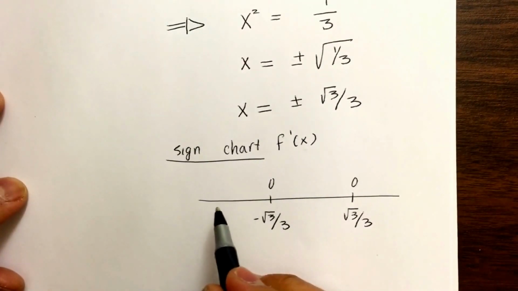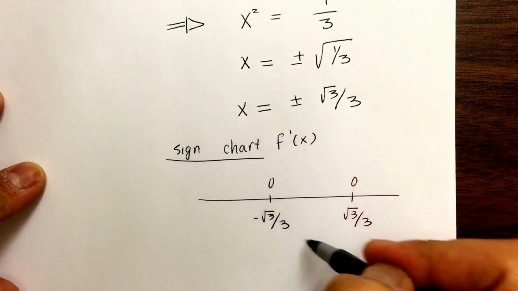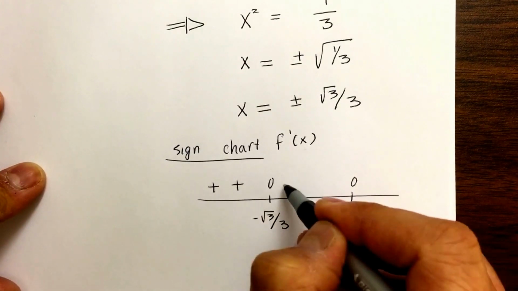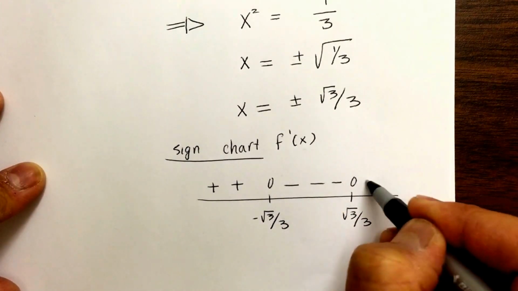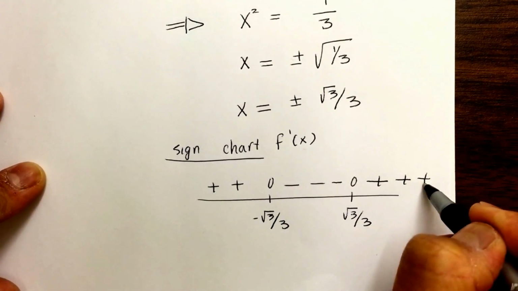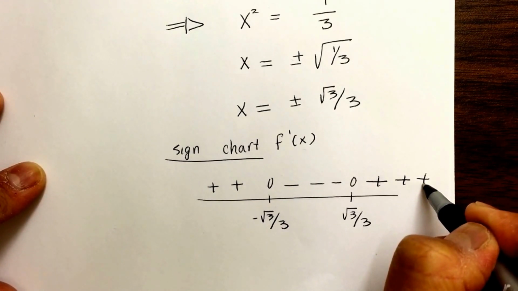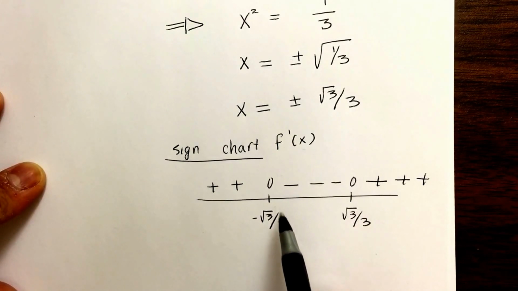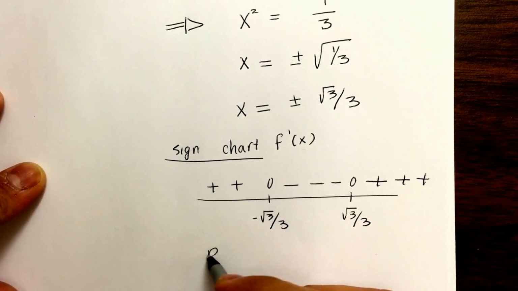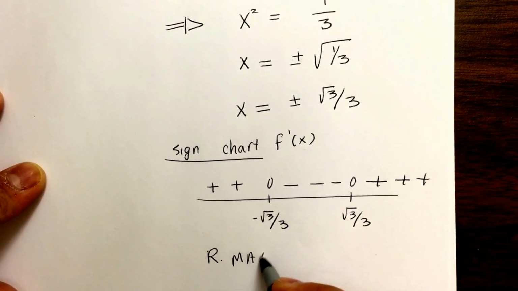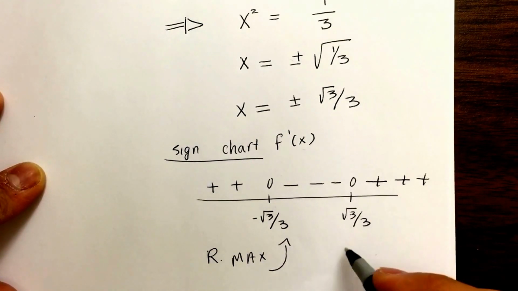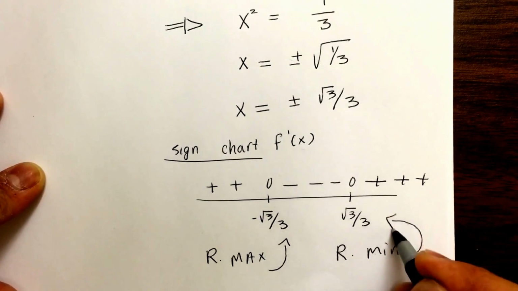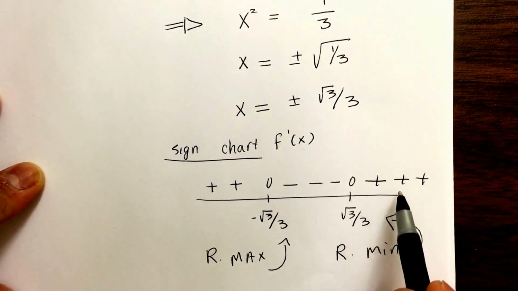And we pick a test point. If you did it correctly, this is a positive sign, these are negative derivative, and these are positive derivative. So which of the following options is true? We know that this point is a relative max. This is a relative max. This is a relative min, right? That's a relative min because it goes from negative to positive.